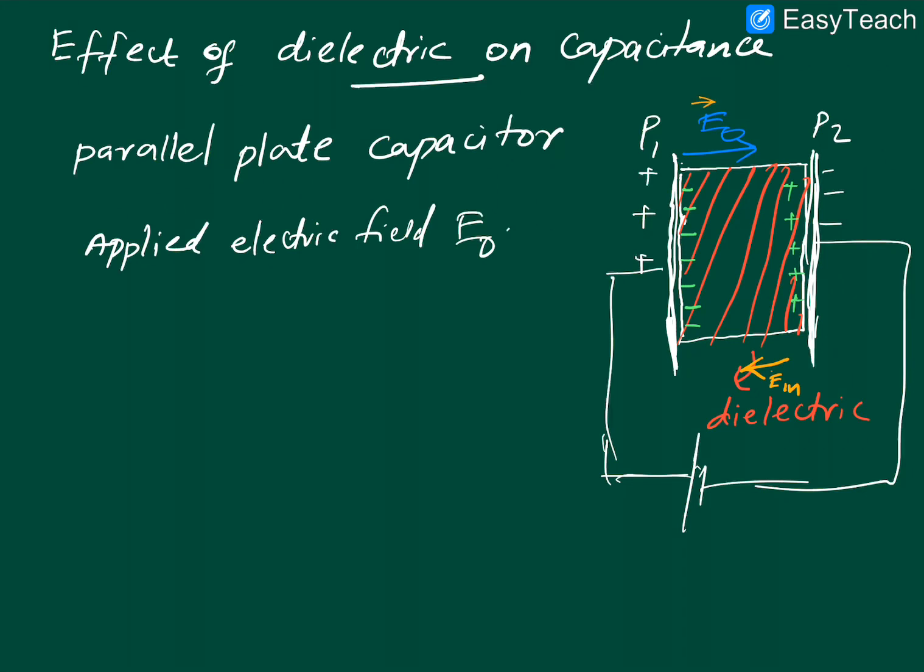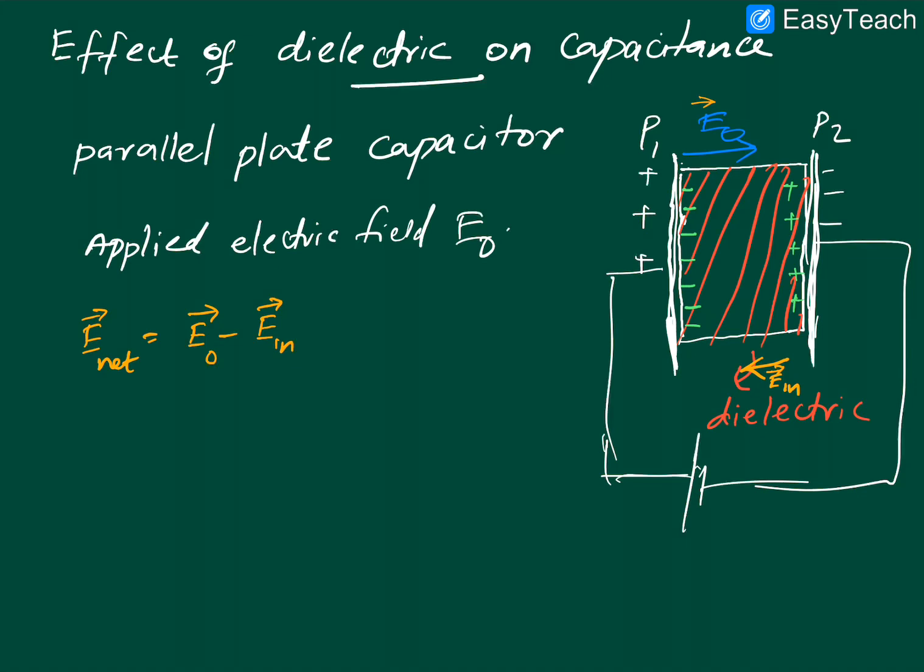So E0 is in this direction and E induced is in the opposite direction, isn't it? So what is the net field? E net is equal to E0 minus E induced. Please remember that E0 will always be greater than E induced, because your external field will always be more. The internal or induced field cannot exceed your external field. So E0 will always be greater than E induced. That is why we are taking it as E0 minus E induced.